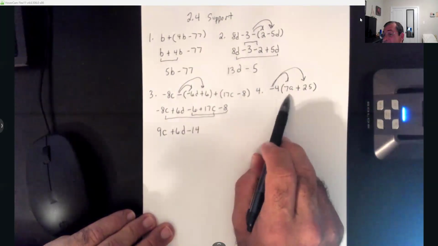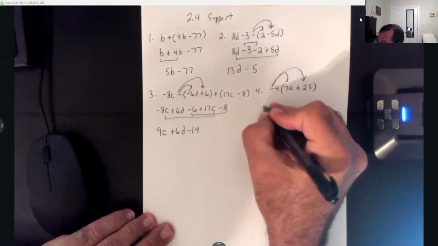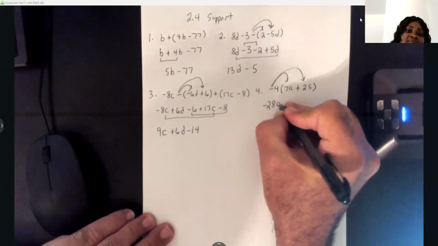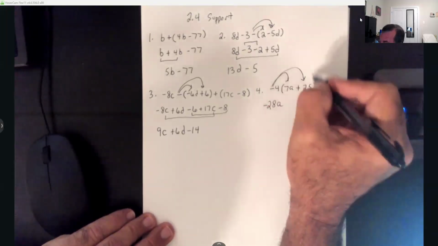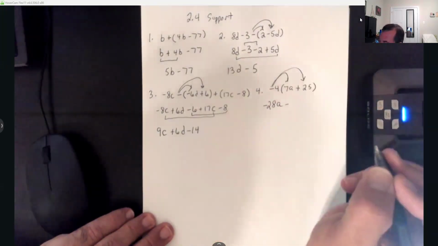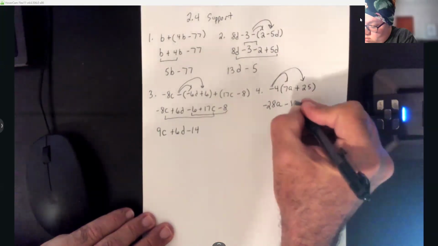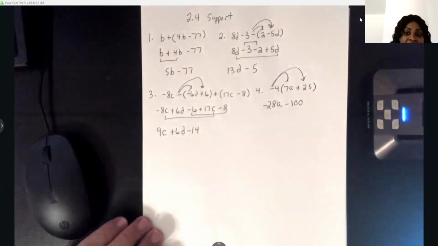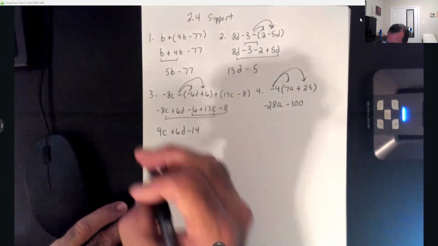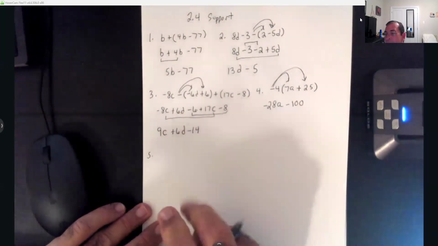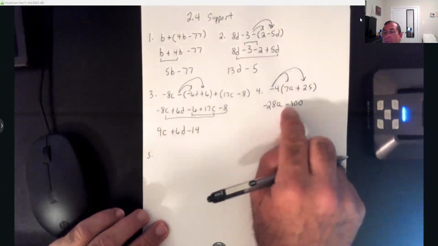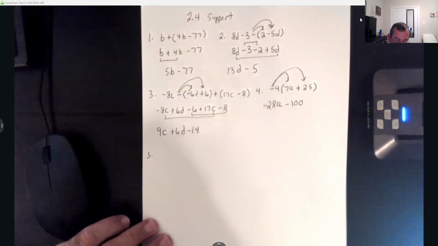So negative 4 times 7a is what, a negative 28a? Yeah. And then how about that negative 4 times that 25? Negative 100. There you go. And y'all, you can't do nothing else to that. So final answer. I'll tell you a little trick. If they're not like terms inside the parentheses, they won't be like terms outside the parentheses either, okay?